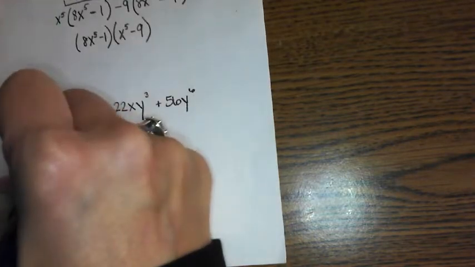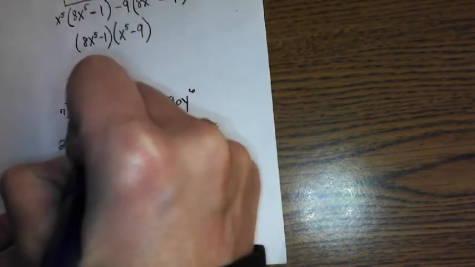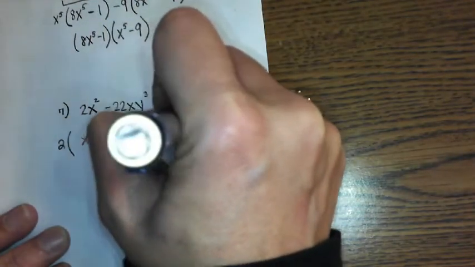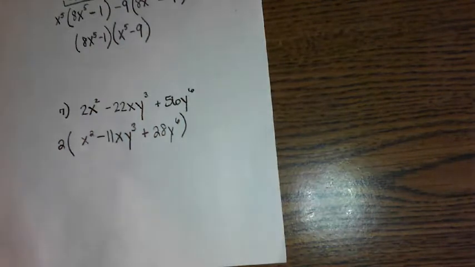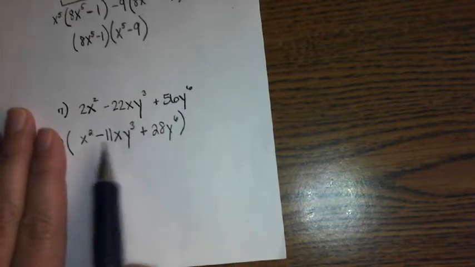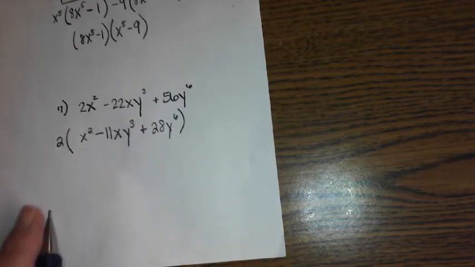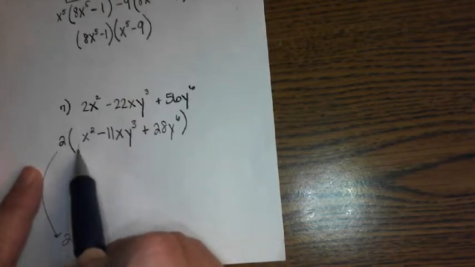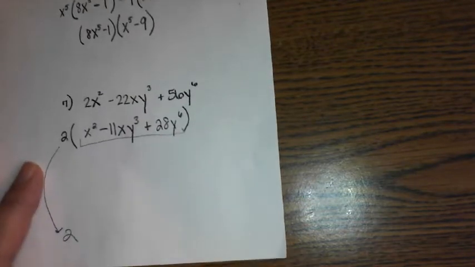So if it's possible, you want to divide out a GCF right from the start. And what GCF do all three of these terms have in common? 2. So if I pull out a 2, I'm left with x squared minus 11xy cubed plus 28y to the 6th. Now I can focus my splitting middle term attention on just the trinomial. That 2 has to show up in your final answer, so I'm not going to forget about that. But for the moment, I'm just going to focus on my trinomial.